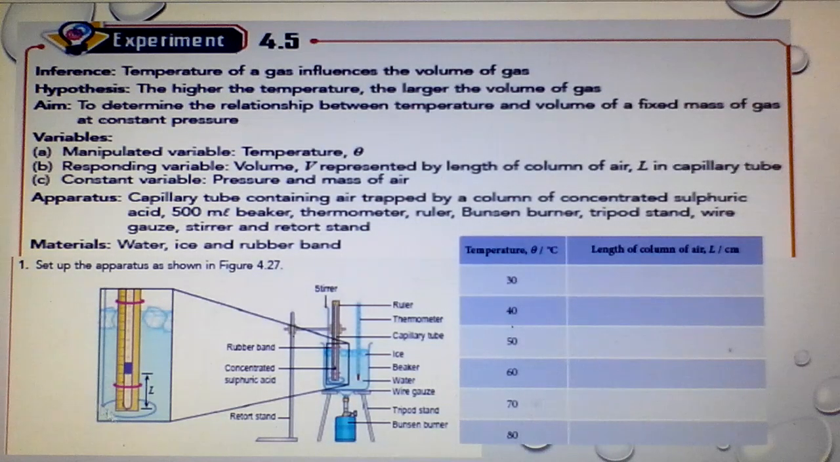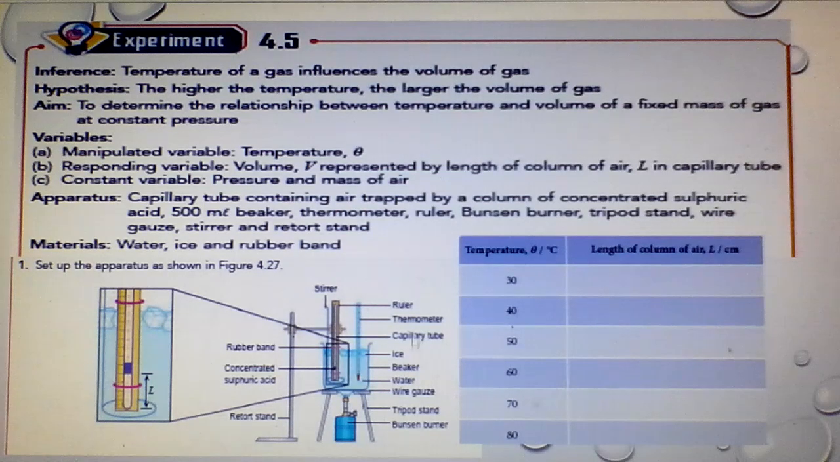You can see here the capillary tube. We tie it with a rubber band to the meter rule. Inside there is a small column of concentrated sulfuric acid. This produces a closed container of air inside, because we want to keep the mass of air constant. So here we have a constant mass of air inside. The length of the air column trapped by the sulfuric acid, we mark as L, capital L, length of column of air.